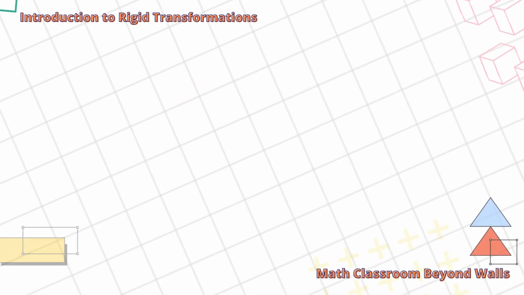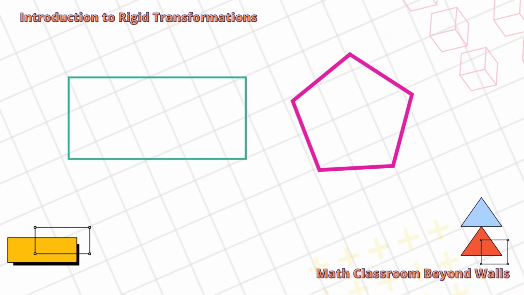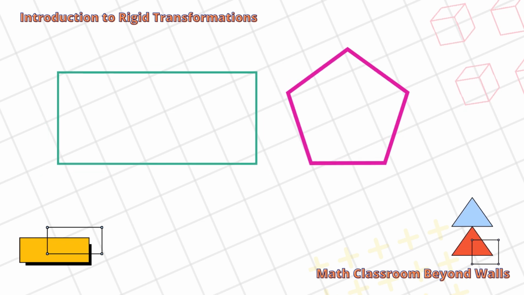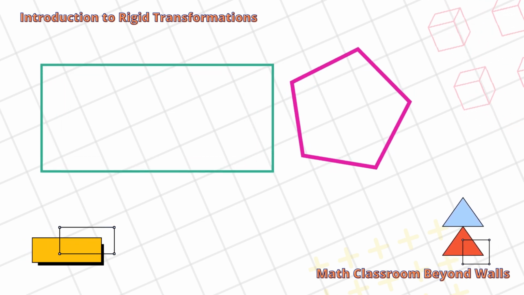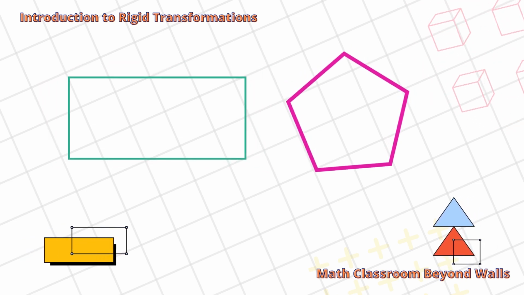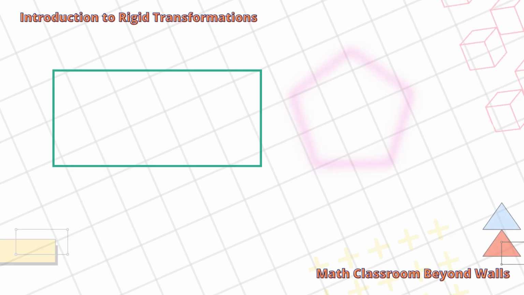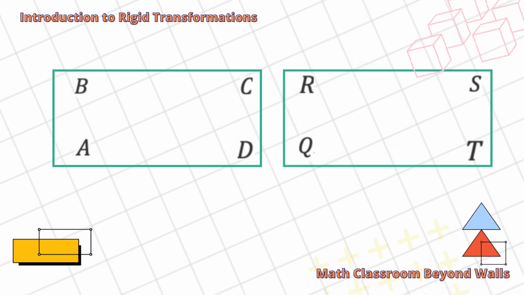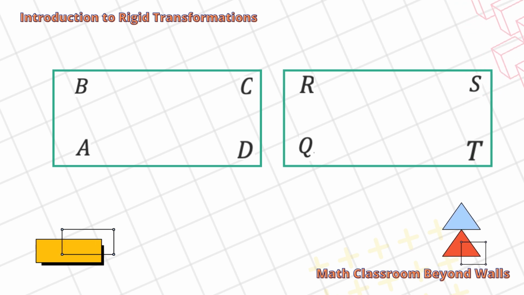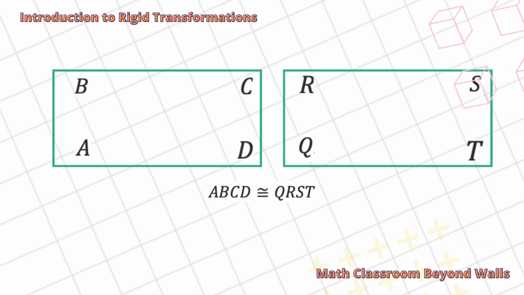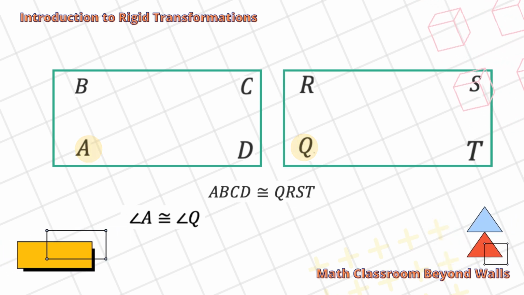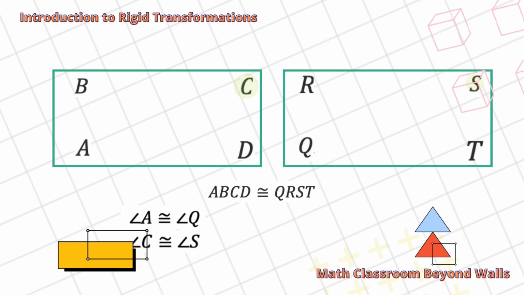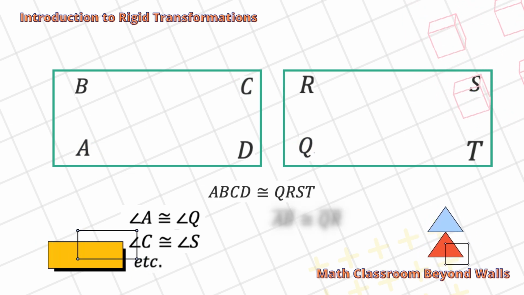The same labeling convention applies to all congruent polygons, whether they have 4, 5, or more sides. For 4-sided polygons that are congruent, we could write a congruent statement like this. In the same way, the order of the vertex letters tells us which angle is congruent to which, and which side is congruent to which.